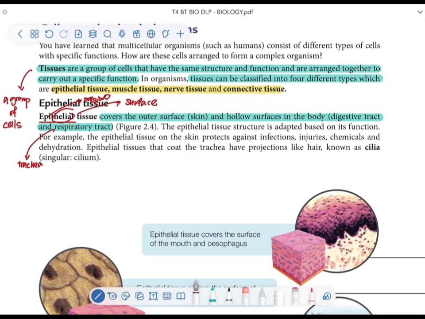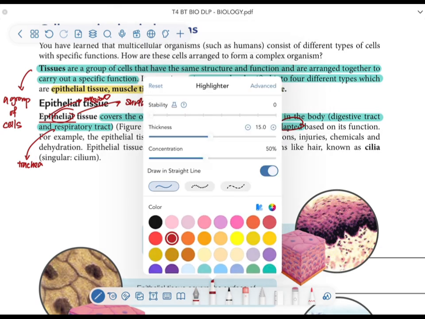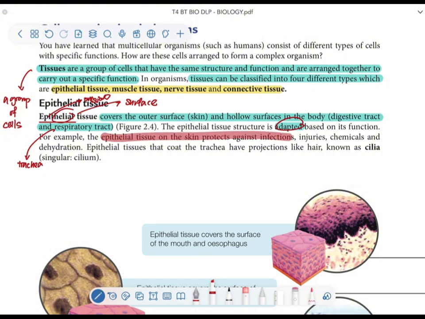Okay. And the epithelial tissue structure is adapted based on its function. So since specialized cells carry out specific functions, they must be able to adapt. Adaptation is very important for cell function. So for example, the epithelial tissue on the skin protects against infections, injuries, chemicals, and even dehydration.